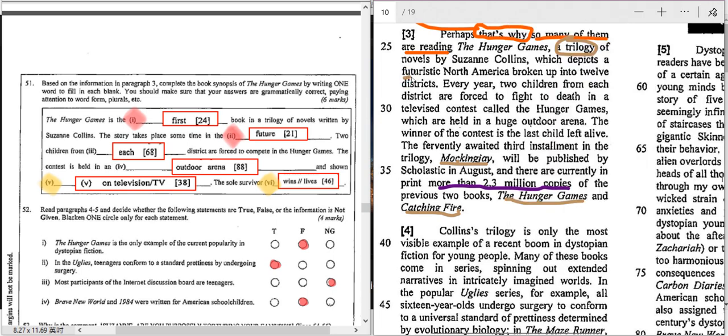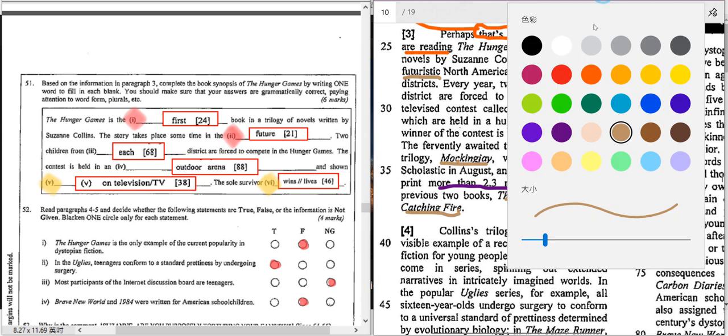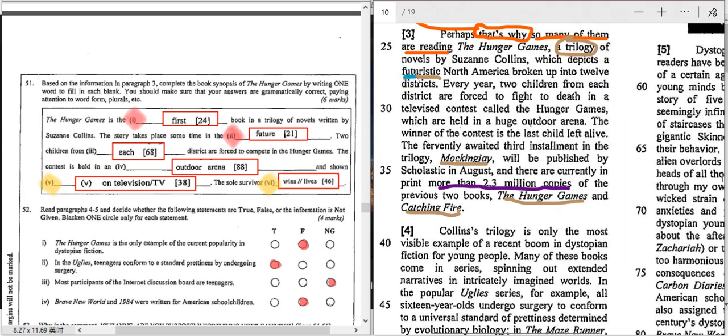Okay, because of this. Sorry, should have done this. Which depicts a futuristic North America. So it is sometime in the future. It has to be a point in time. Yeah. All right.